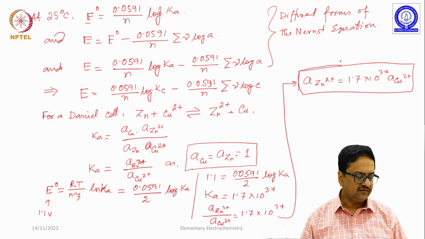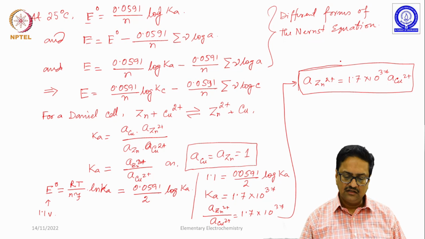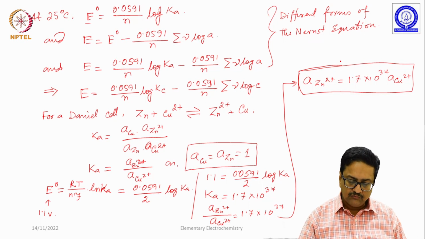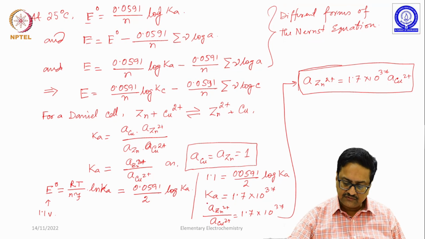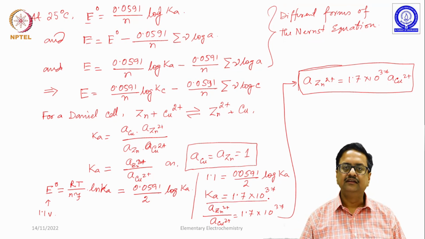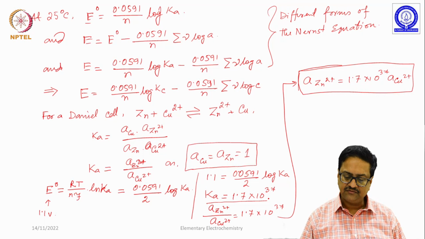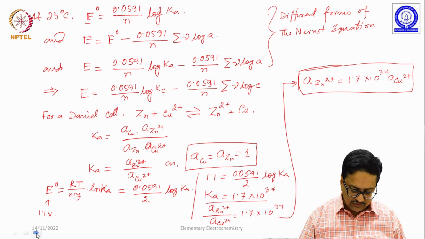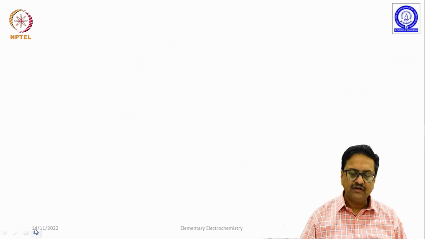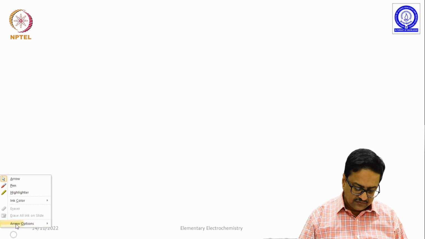So like this, one can do some simple calculations based on the EMF, and one can calculate the equilibrium constant, and from that one can calculate the ratio of activities of the corresponding constituents. So based on this, I would like to give you one assignment or one problem for you to try.